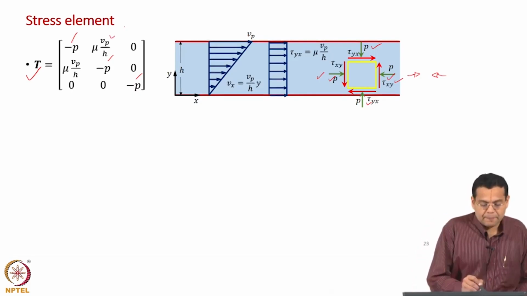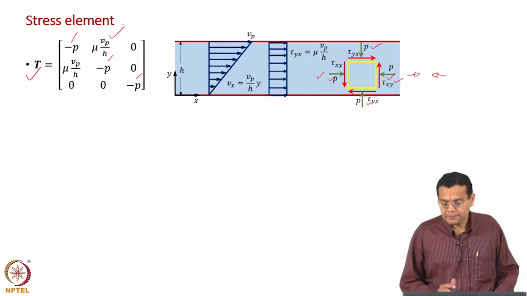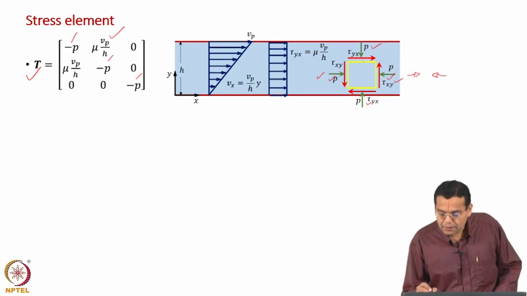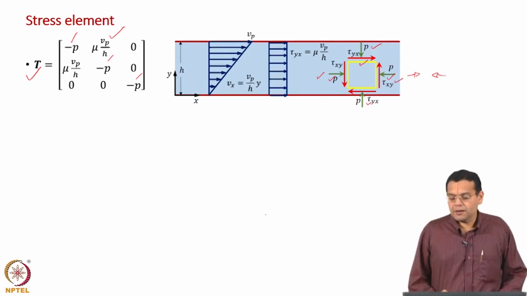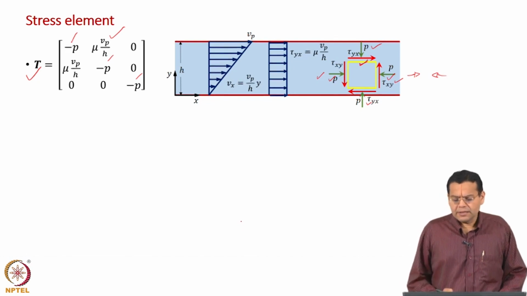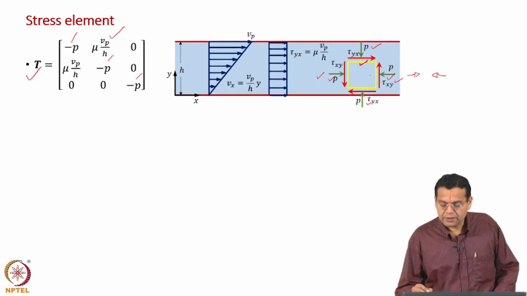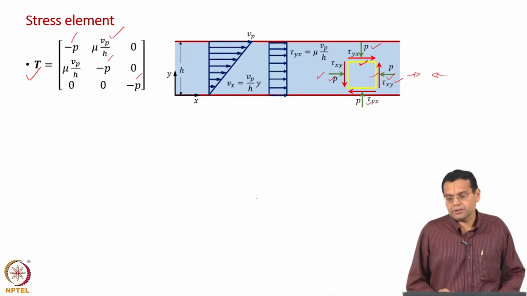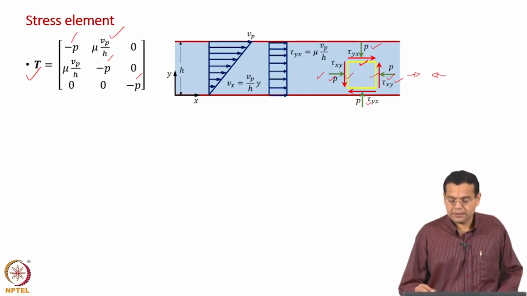Now, coming to the shear stress components, this is positive; mu, V p, H are all constants and it is positive as well. So, on a positive face, the force should be along the positive direction. If you take this face, the normal to the face is along the positive y axis, so the force is along the positive x axis. For this face the normal is towards the positive x axis and the force is along the positive y axis. Similarly, these forces as well.